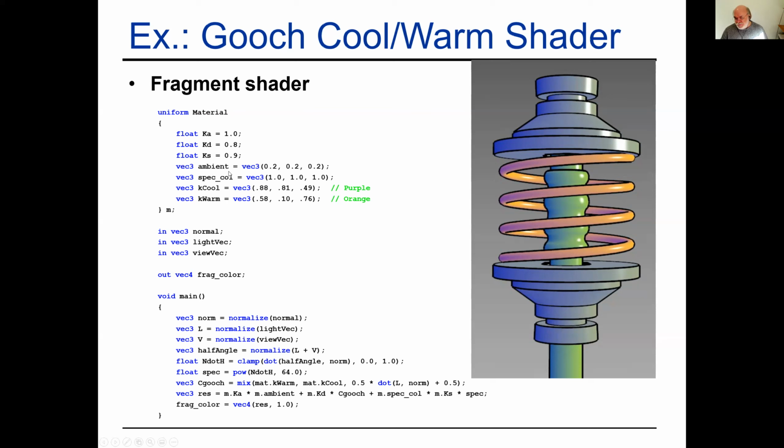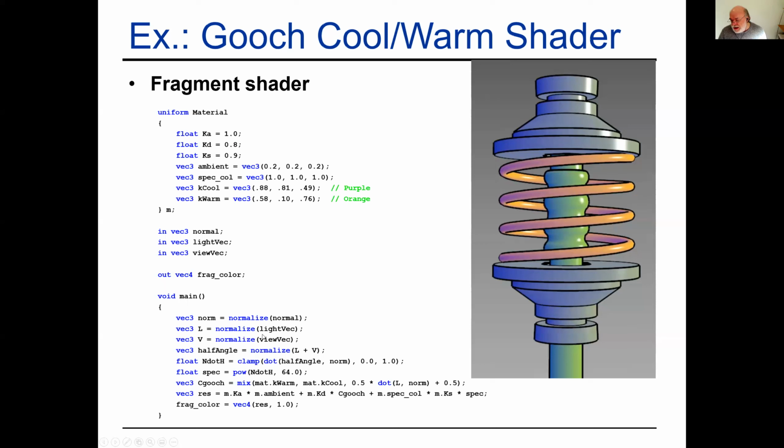We have here the ambient light color, the specular color, and then the warm and cool colors. That's the idea of this shader, that you actually interpolate colors between the cool color here, which is this purple color in the back, and the orange color, which is here in front. And on top of that, you have white highlights for the specular component, right? And the output of this shader is the color of the fragment, right?